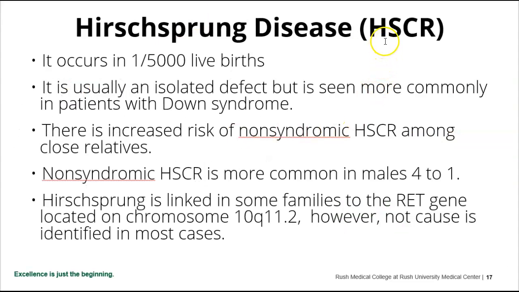Hirschsprung's disease, or HSCR, occurs in about 1 in 5,000 births. And it's usually an isolated defect, but it is seen more commonly in children with Down syndrome. We're not 100% sure why that is. There's an increased risk of non-syndromic HSCR among close relatives. So non-syndromic means it's not part of a bigger syndrome like Down syndrome. And it's more common in males than females.